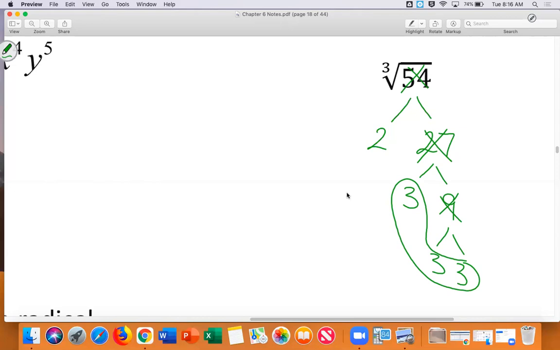The number of circles of the number is the number of times I pull it out. Remember in the first problem we did today, I had 2 groups of 2 and I pulled out 2 2s. Here I have one group of 3, so I'm just going to pull that out. So it's going to be 3 cube root of 2.